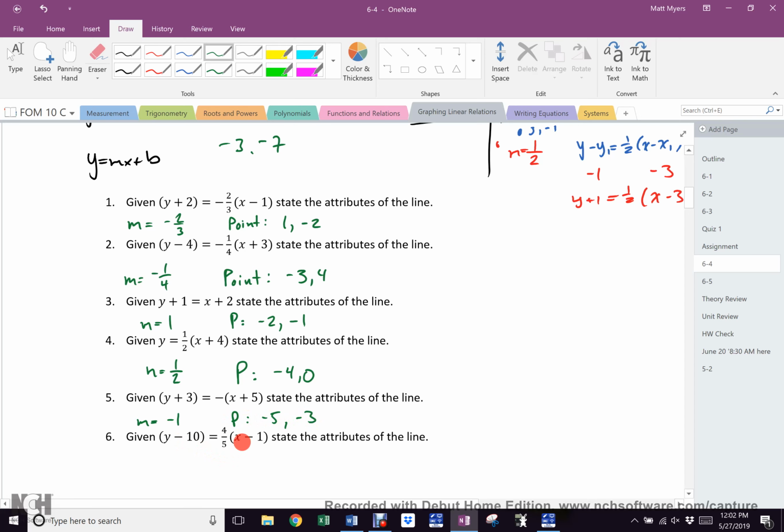And the last one's easy. We go back to what the very first one was. What's our slope? 4/5. And what's our point? 1, 10. Is everybody good? Everybody sees how it's quite related to slope-intercept form, yes?